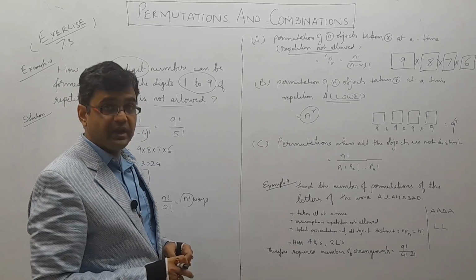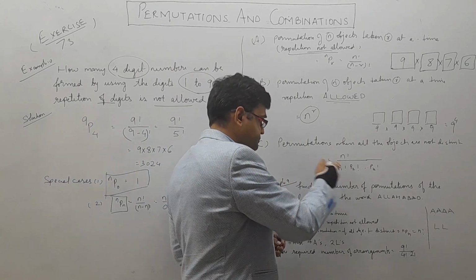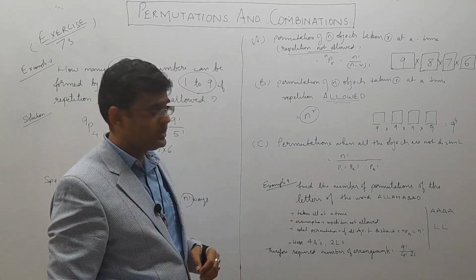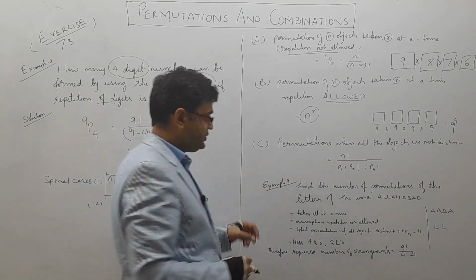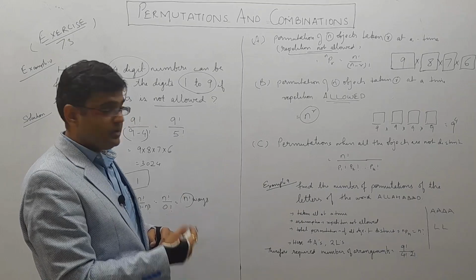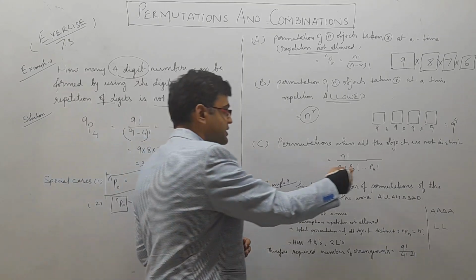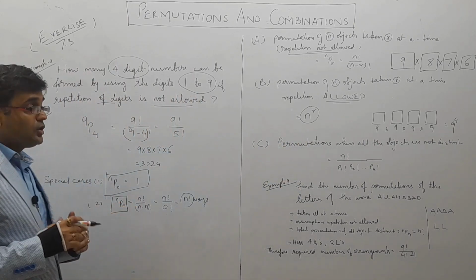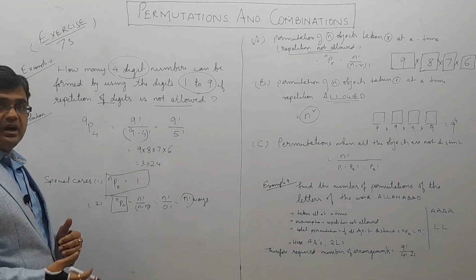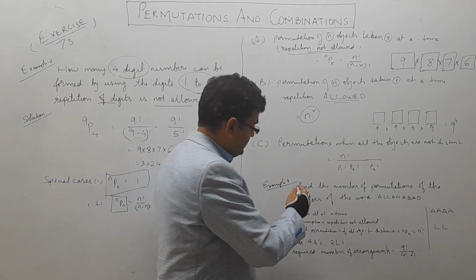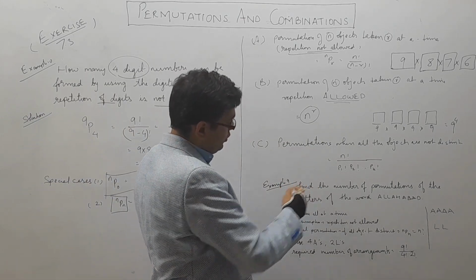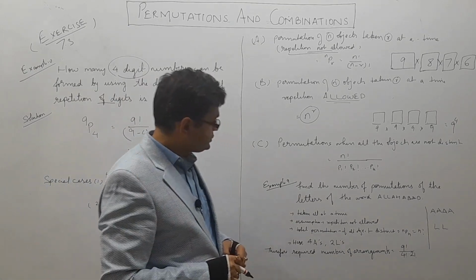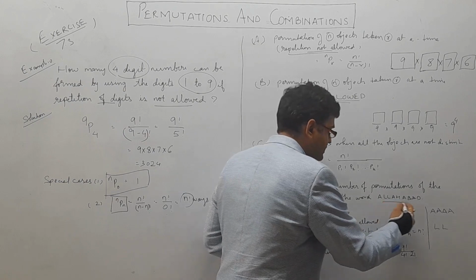Multiplication rule is not easy to apply here, and so here the formula is n factorial upon p1 factorial p2 factorial. I'll tell you what it means. Let us first come to an example of this, and from this example I'll tell you the generalized formula for this kind of case when the objects are not all different, a few objects are same. For example, in example 9, find the number of permutations of the letters of the word Allahabad.